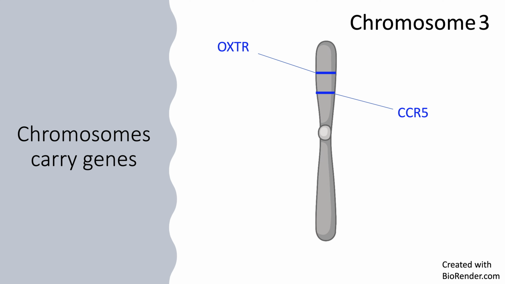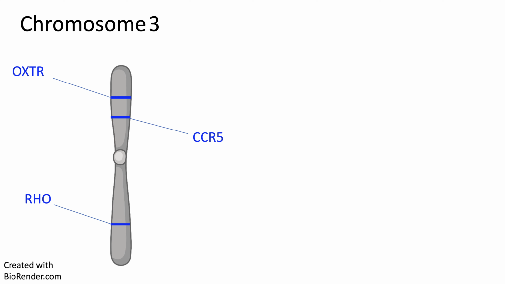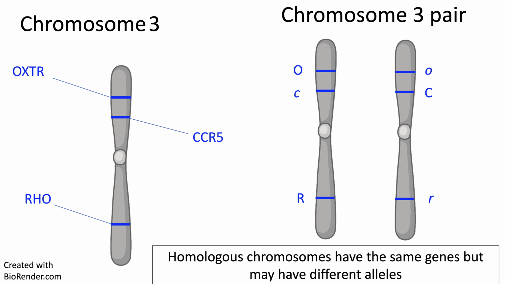Here's another gene that is on chromosome 3. This gene is the gene that encodes CCR5, which is a receptor protein expressed on the outside of white blood cells. And here's a third gene called rhodopsin. Rhodopsin codes for a receptor protein that has a role in the visual system. Let's remember now that humans are diploid and are going to be carrying 2 copies of chromosome 3.